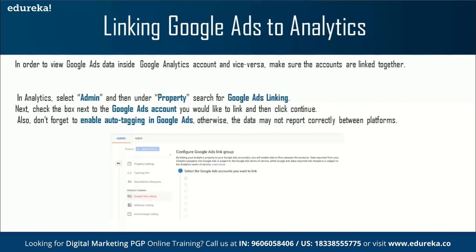Before linking them, first step is to enable auto tagging in Google Ads. Otherwise, the data may not report correctly between two platforms. And remember, both the platforms use different ways to collect this data, so we need to be very careful here. In Analytics, as per the screenshot, you can see, go to your admin view, go to properties, and do your Google Ads links. And next steps are pretty self-explanatory. I'm sure you will be able to do it.